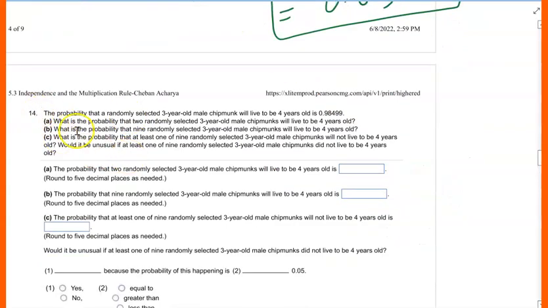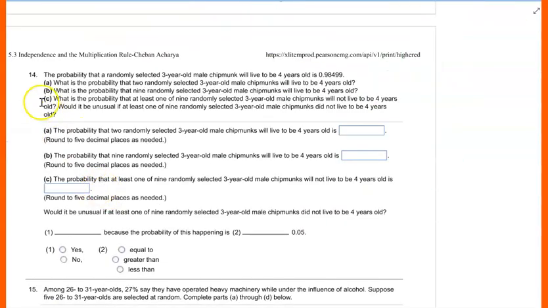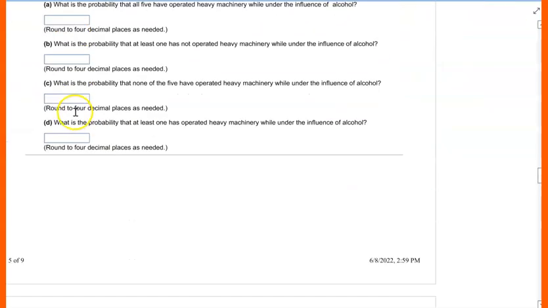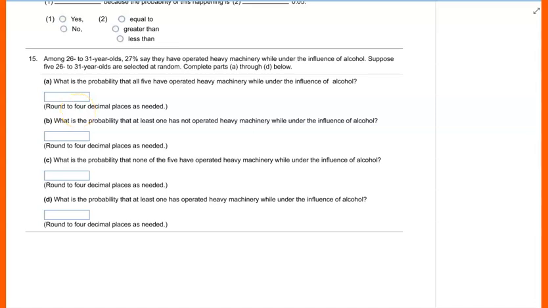Now, question number 14 is similar to the previous one. Therefore, I'm not going to do question number 14. Let's do question number 15. Among 26 to 31 year olds, 27% say that they have operated heavy machinery while under the influence of alcohol. Okay, now that means 27% operated machinery under the influence of alcohol. Suppose that 26 to 31 year olds are selected at random and find the following probabilities here, A, B, C, D. Okay, how many selected? 5.